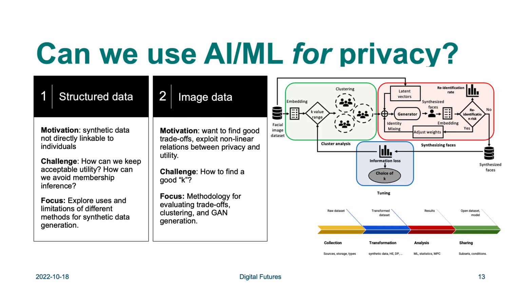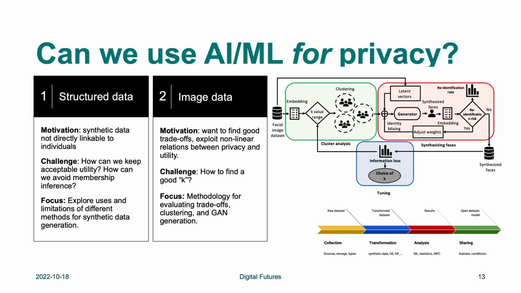So this is motivated by the observation that synthetic data is just fake data and can thus not be directly linked to individuals. But if we're not careful in the way we are generating synthetic data, then our utility may decrease because the data is less accurate, or we have a risk of membership inference. So one could maybe still infer whether one's data were included in the data used for generating a model for analysis. And we can do this for different data types.